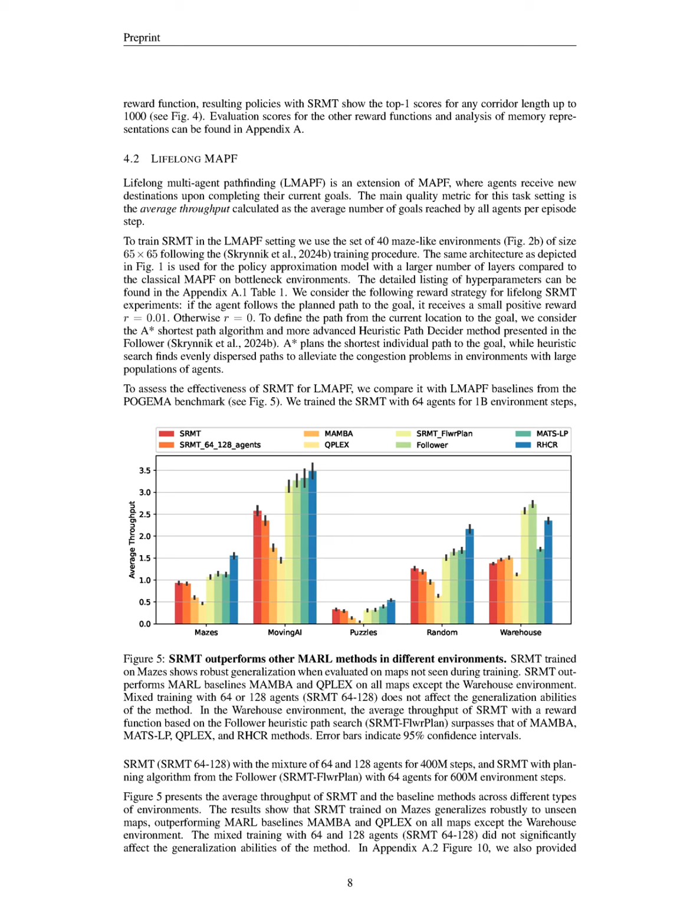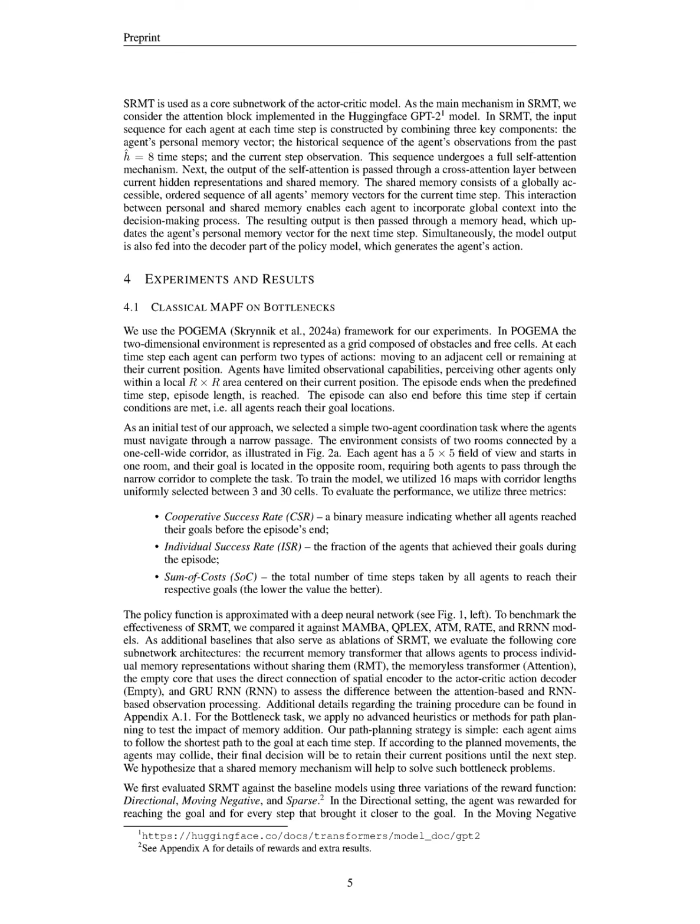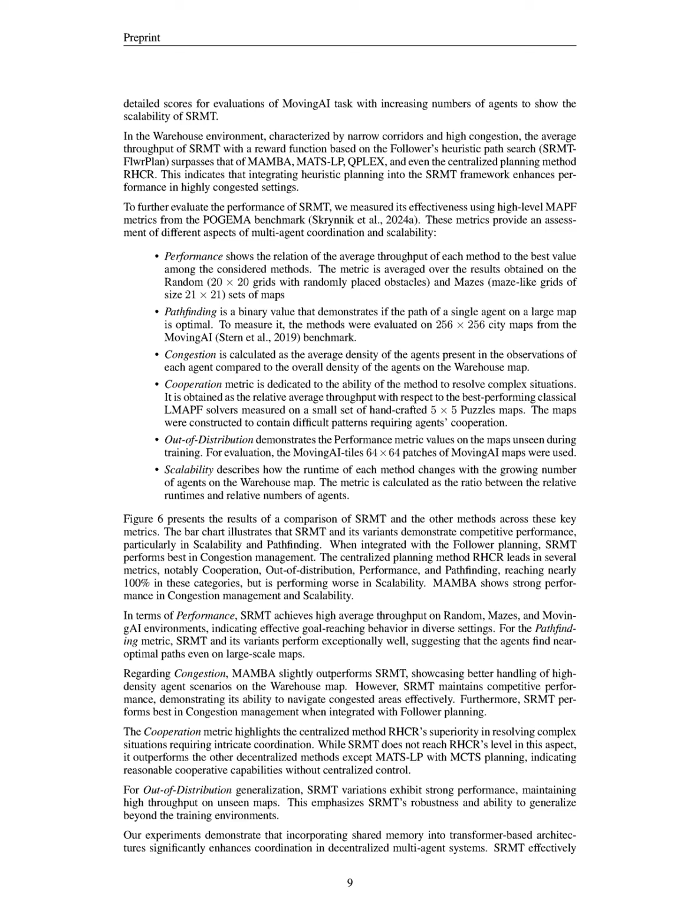The datasets consisted of 16 maps with corridor lengths ranging from 3 to 30 cells for the bottleneck task, and 40 maze-like environments of size 65 by 65 for LMAPF, allowing for robust generalization testing. Performance was evaluated using metrics like cooperative success rate, CSR, individual success rate, ISR, and sum of costs, SoC, which measured the agents' ability to reach their goals, the fraction of agents achieving their goals, and the total time taken, respectively. Additionally, SRMT's scalability and performance in unseen environments were assessed, demonstrating its effectiveness in complex multi-agent scenarios.